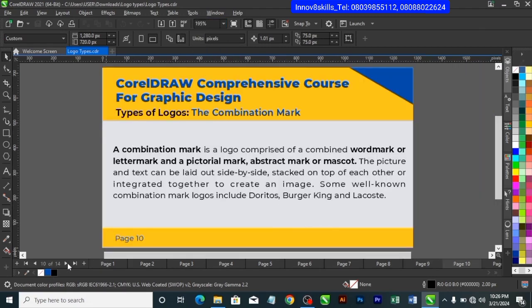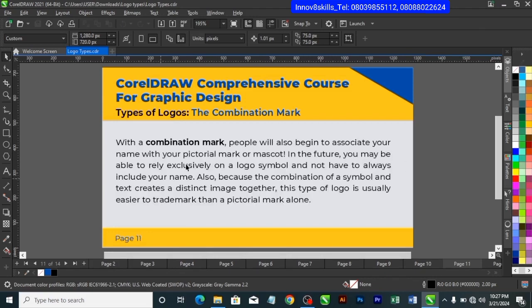And we have the combination mark now. A combination mark is a logo comprised of a word mark, either a word mark or a letter mark, combined with a pictorial mark, abstract mark, or a mascot. It means that it will have the image, the shape, and the name there as well. Not just an image alone, like Apple. It will have something like that, but there will be a name or initials again. That is what this one is talking about.